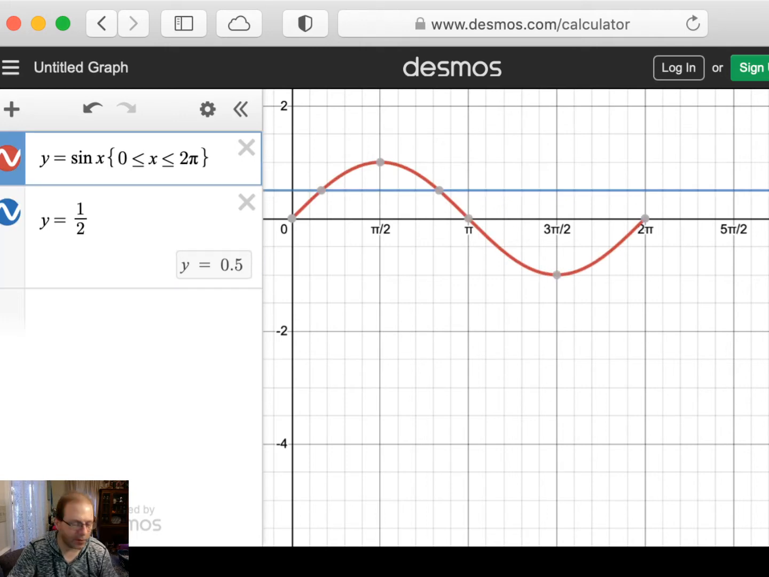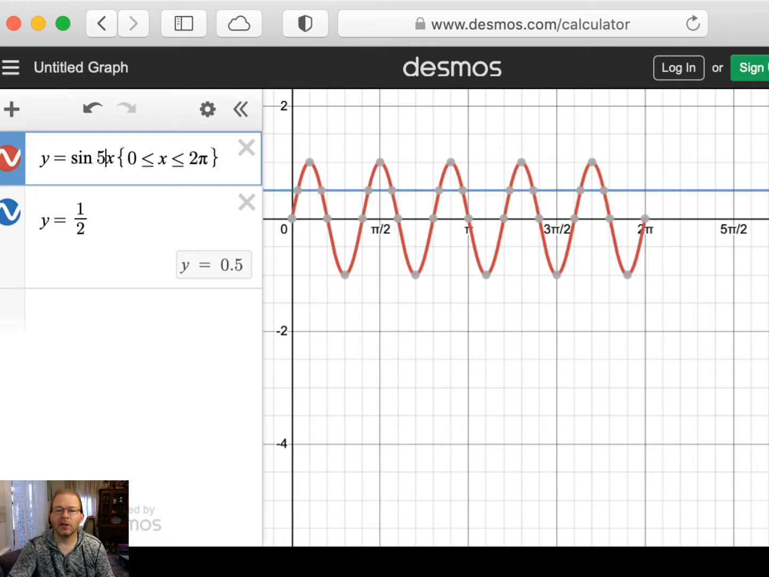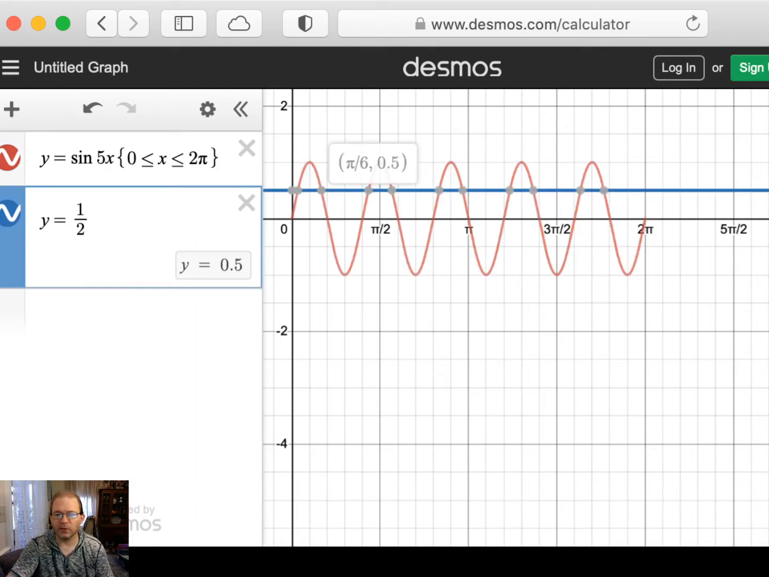If I change this up here, though, to 5x, notice we get a bunch more solutions. Let's see, what do we get there? Is that 10 solutions? 2, 4, 6, 8, 10. Yeah. So what I want to do is look at how to find all 10 of these solutions that lie between 0 and 2 pi.